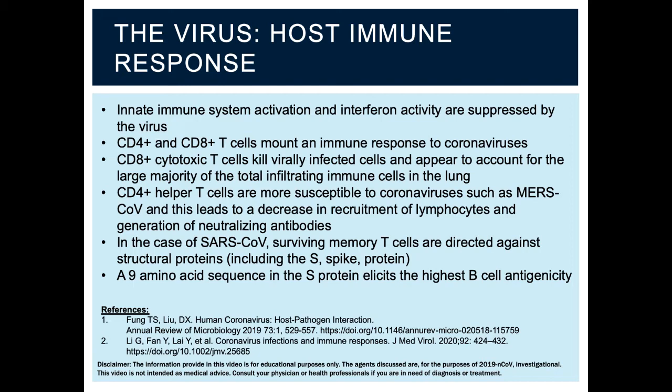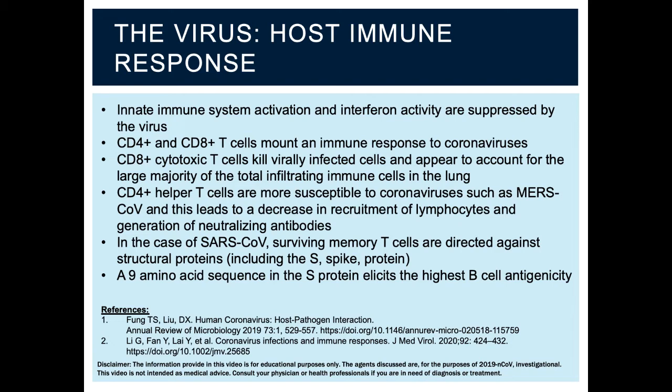And it also appears that CD8 positive cytotoxic T cells are the major infiltrating immune cell in the lung in response to coronavirus infection. CD4 positive T helper cells, on the other hand, appear to be more susceptible to coronaviruses such as MERS-CoV, and this leads to a decreased recruitment of lymphocytes and generation of neutralizing antibodies. In the case of SARS-CoV, surviving memory cells are directed against structural proteins, including the S or spike protein.